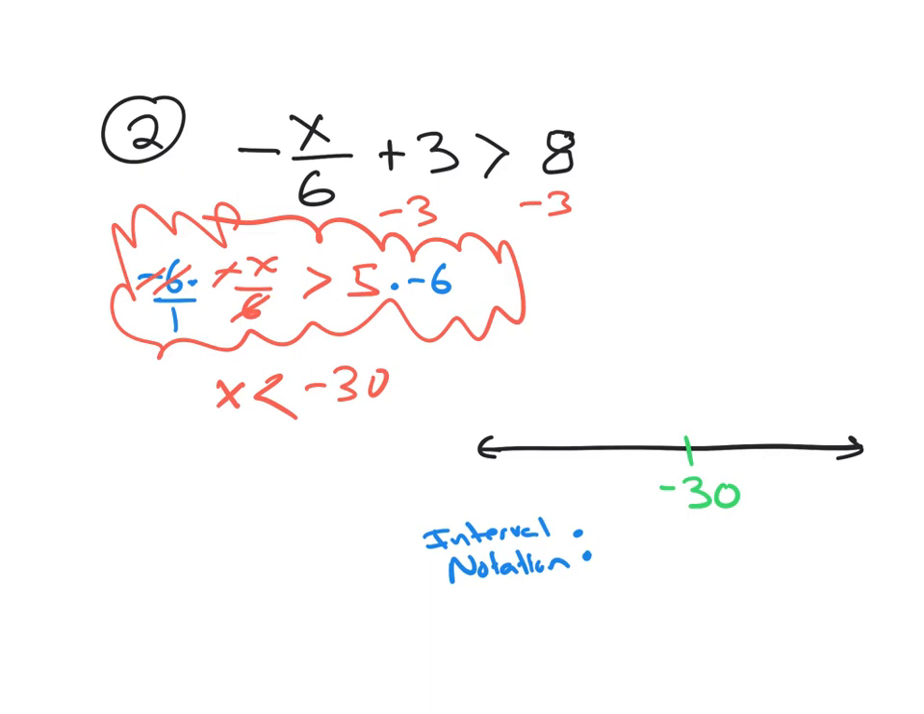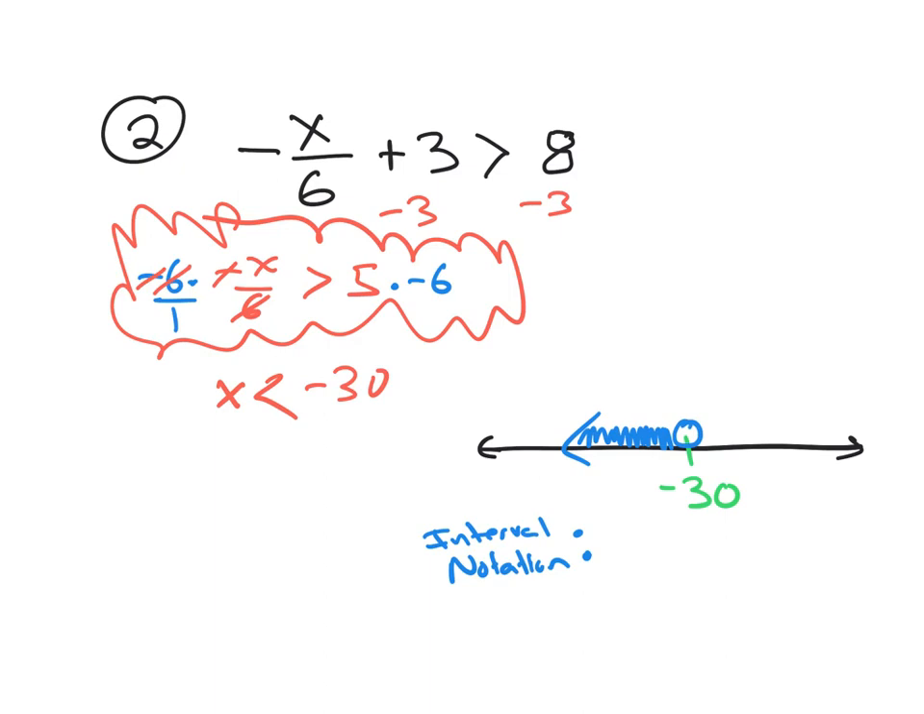Okay. And this is x is less than, so I'm going to put an open circle, and I'm going to shade to the left. Why do I shade to the left? Because x is less than negative 30, and numbers that are less than negative 30 are to the left. Finally, I have to write my interval notation.